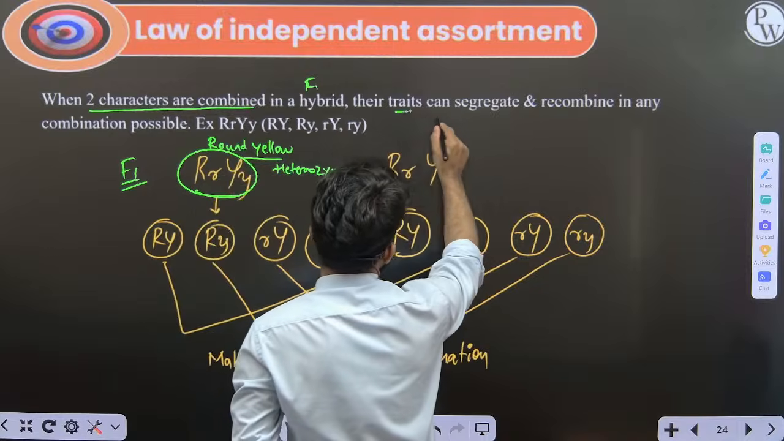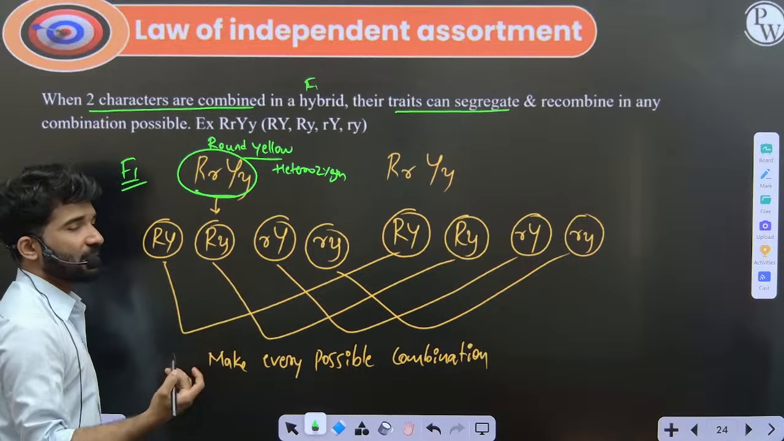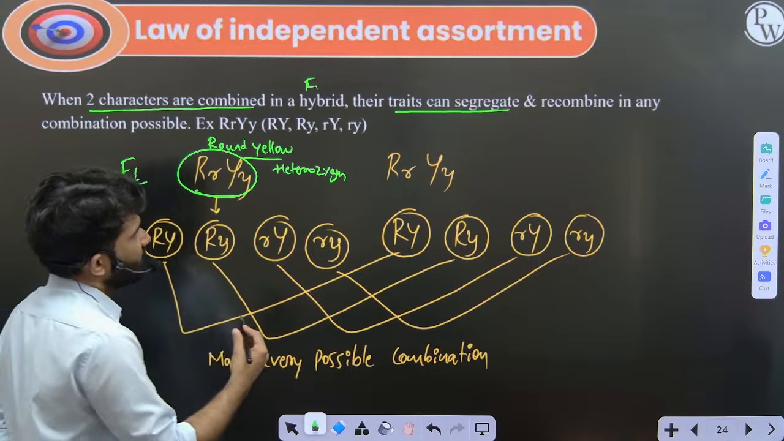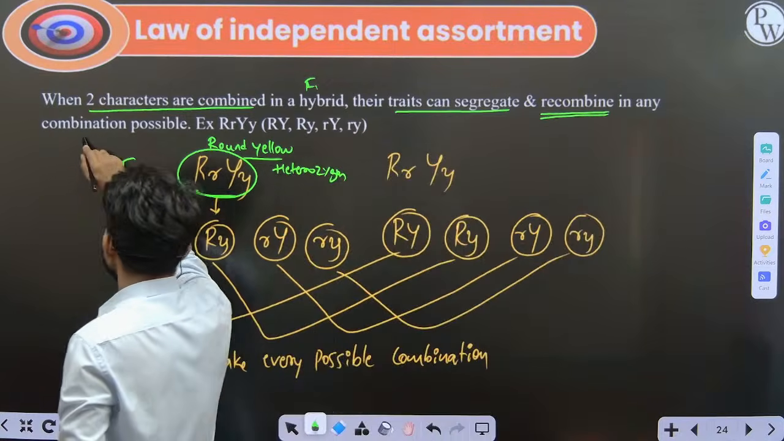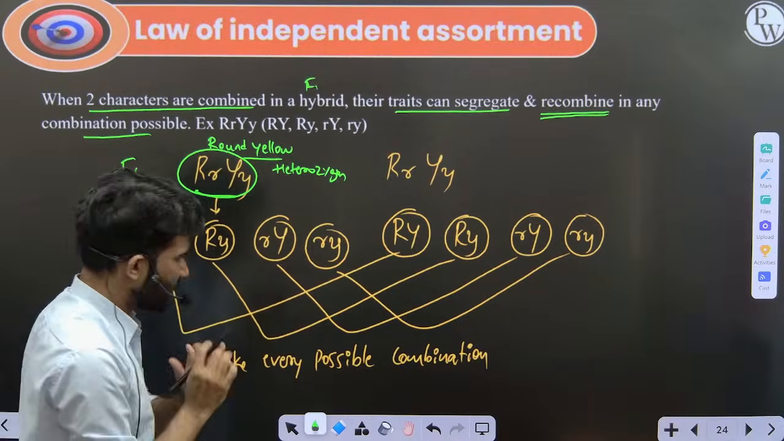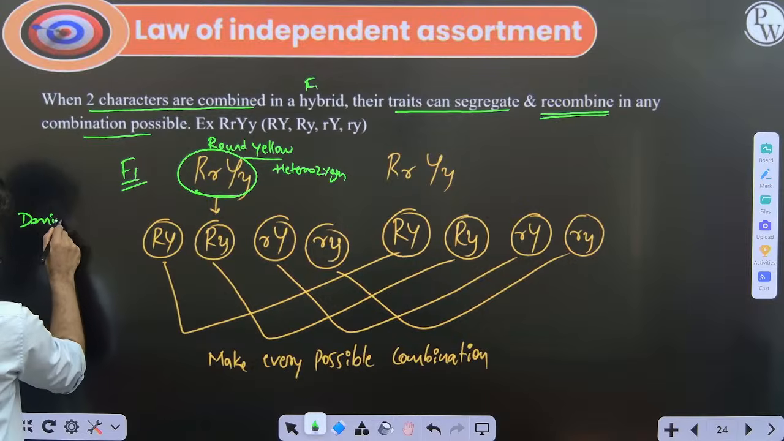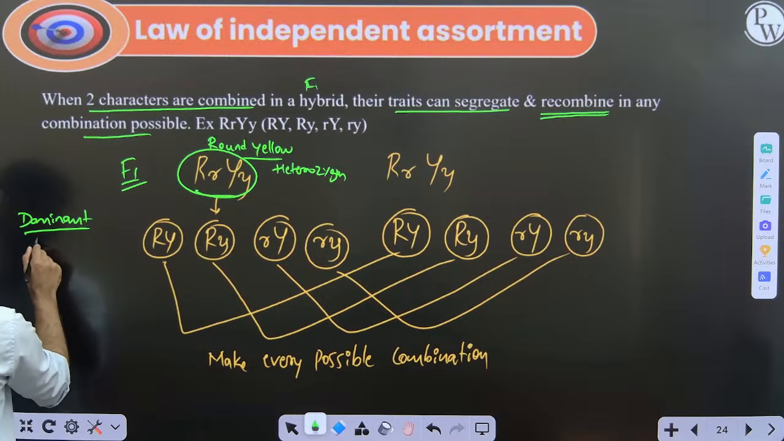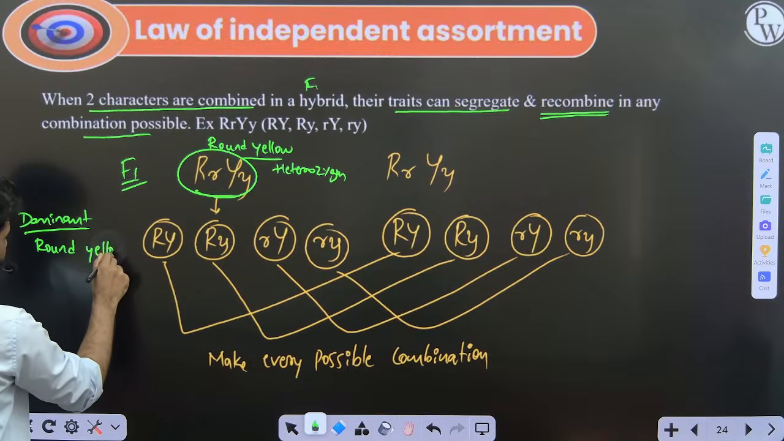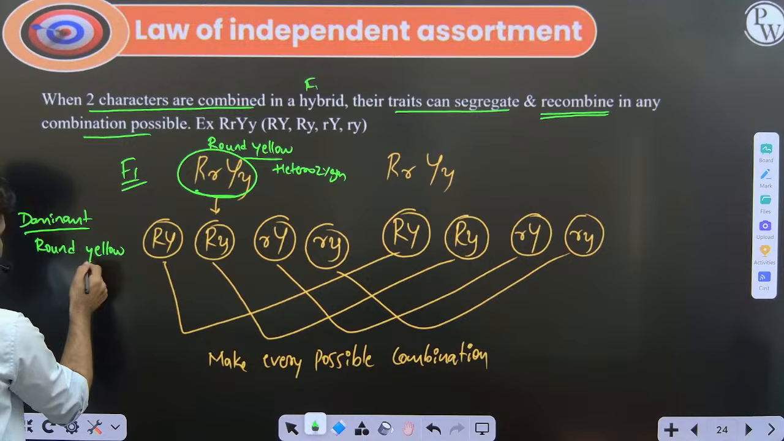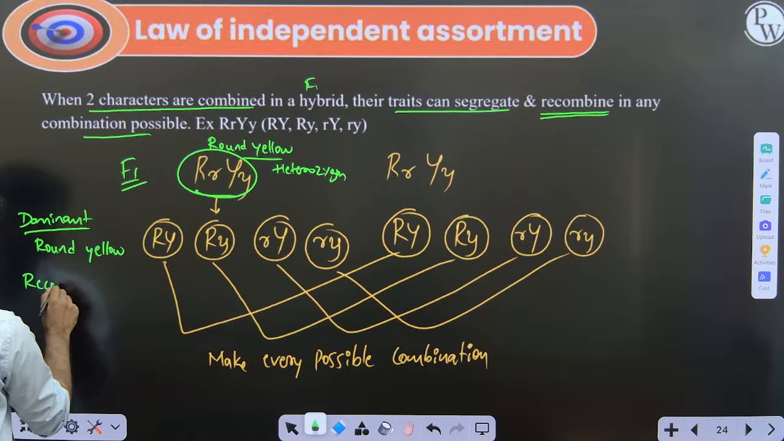Their traits can segregate. What are the traits? Round yellow and then wrinkled green. Other recombinations also appear. So what are the main parental types? There are only two main parental types. One is the dominant type. What is that? That is the round yellow. Round seed with yellow color. Another one is the recessive parent.